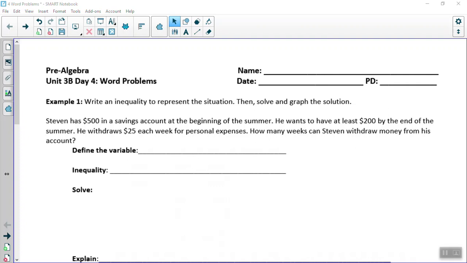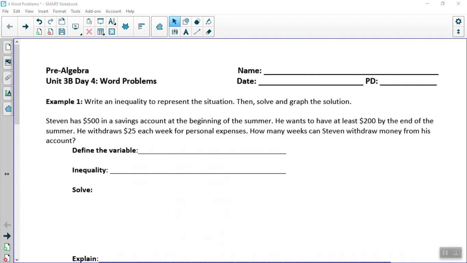Alright, so first, let's go ahead and just read the problem. That should always be your very first step. Stephen has $500 in a savings account at the beginning of the summer. He wants to have at least $200 by the end of the summer. He withdraws $25 each week for personal expenses. How many weeks can Stephen withdraw money from his account?